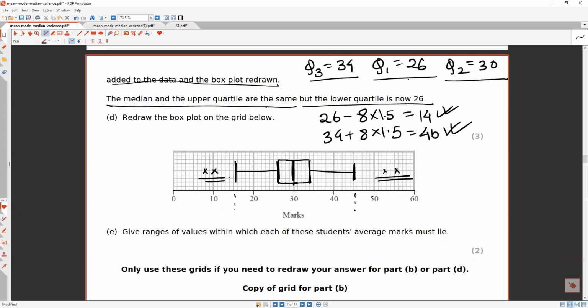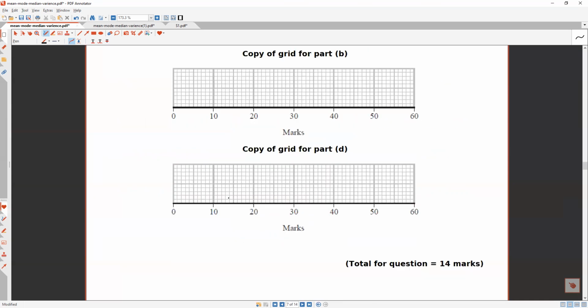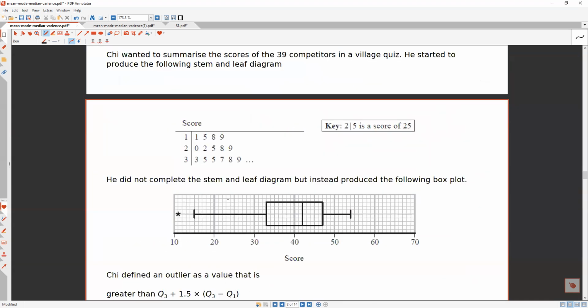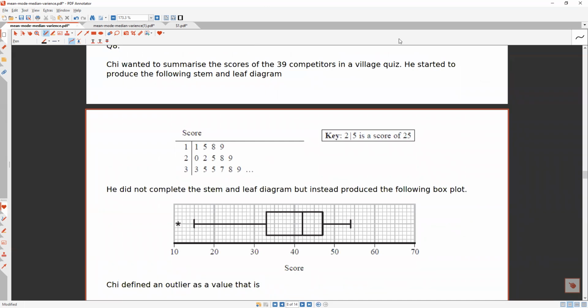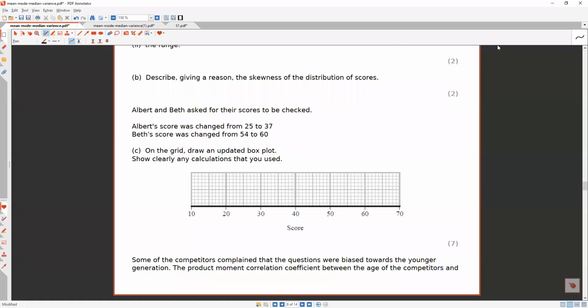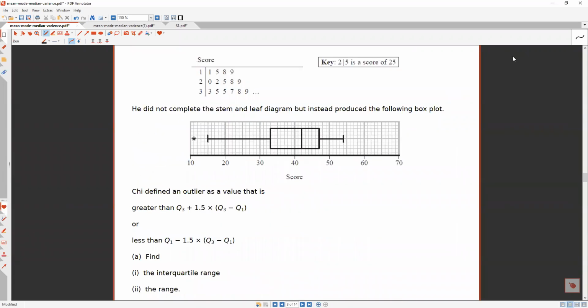And since Q3 has not changed, okay, Q3 has not changed. What is Q3? 34. So it should be somewhere between 30-something and 34, 30 to 34, they're saying. So I don't know how to explain the E part to you. Okay, you guys do one thing. You guys do question number 8 for me now. Yalla. Let's do question number 8 now.